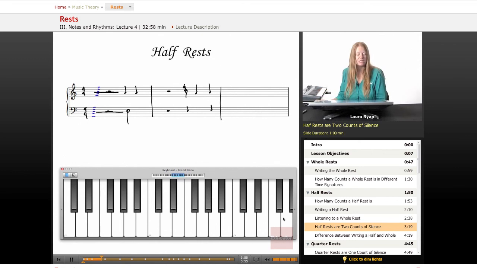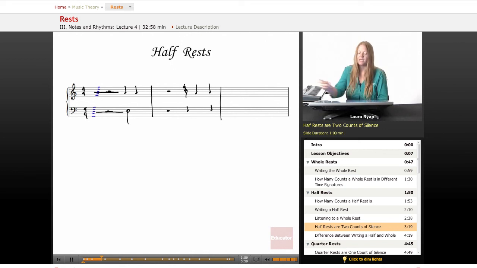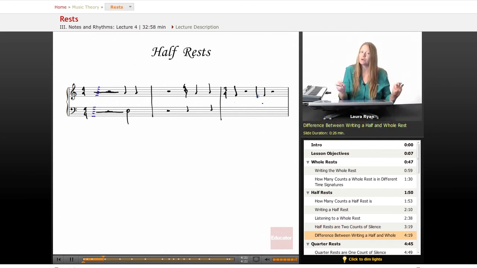Let me write down what I just played. So in the time signature of 3, here's 3/4. Here's a quarter note and a half rest. I did that 2 times. That's what I just played. 1, rest, rest, 1, rest, rest. It's just a black box. It looks different from the whole rest, and that's a really, really important distinction.